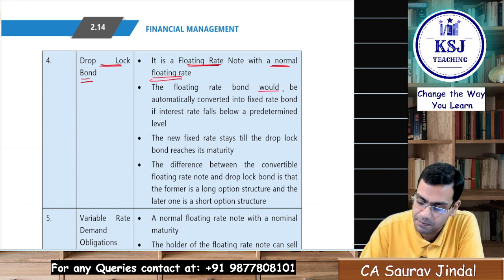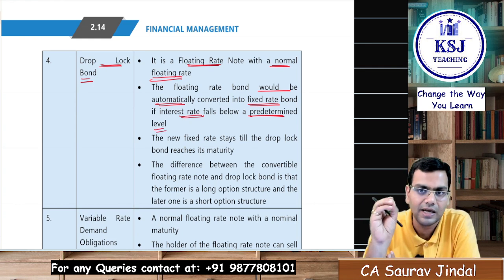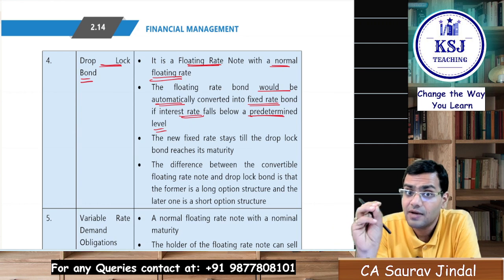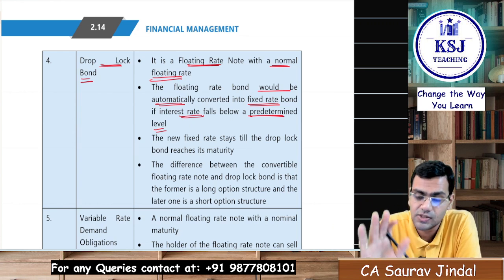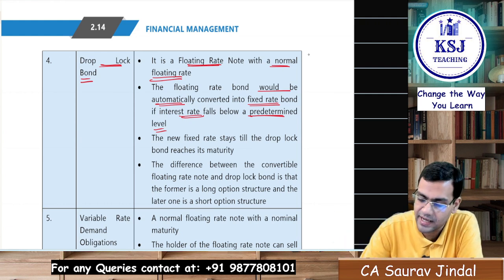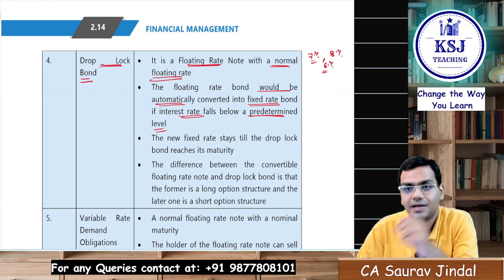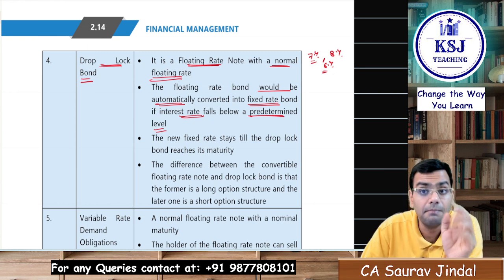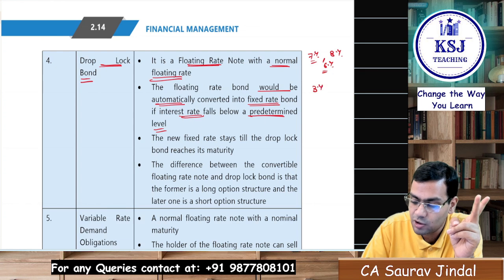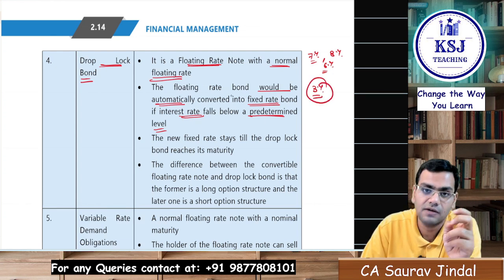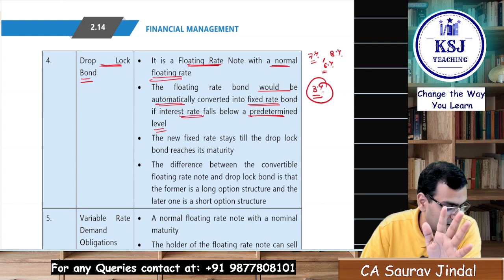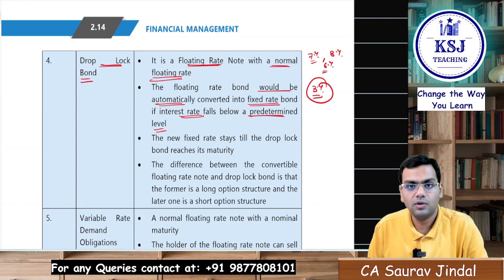The floating rate bond would be automatically converted into a fixed rate bond if the interest rate falls below a predetermined level, right? For example, at the time of issue of the bond the company has given clear terms and conditions that otherwise it will be a floating rate. It can be 7% today, tomorrow it can be 8%, next day it can be 6%. But the company says that if the market rate falls below 3%, then we will convert this floating bond into a fixed bond. Clear?